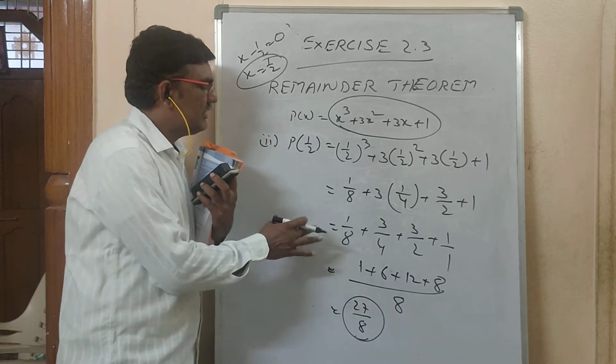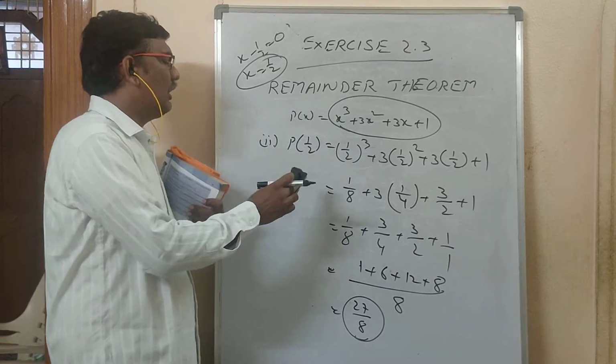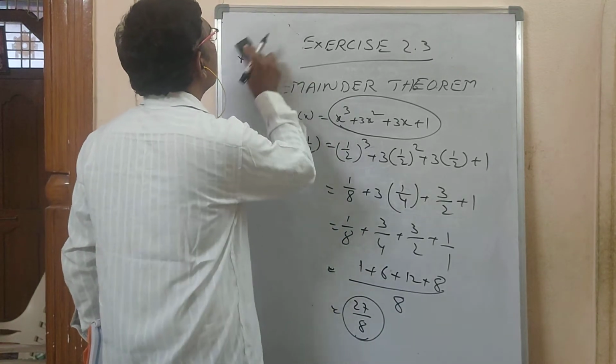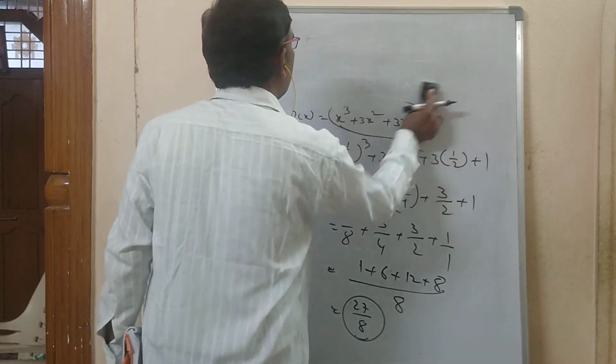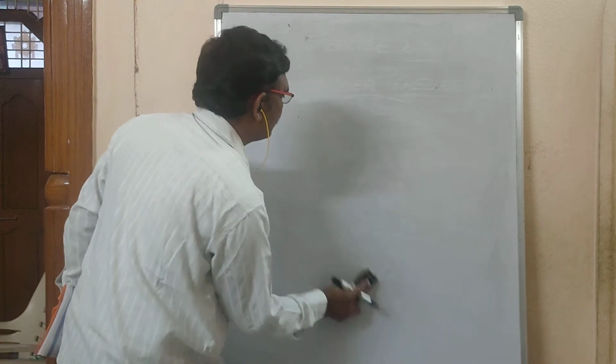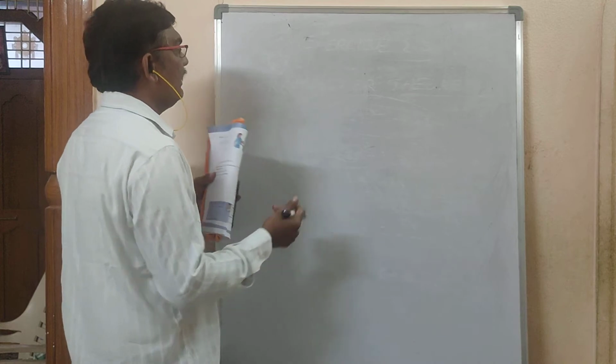Okay. So this is a problem. Without doing division, I found the remainder. Now we will go with division. How will we do division? We will see it here. So here, listen to the division carefully.